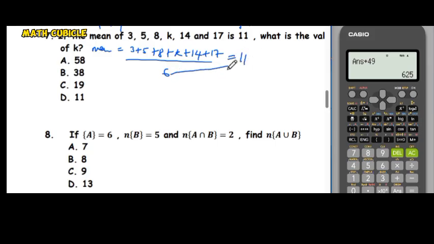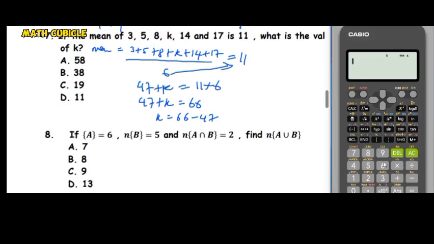So cross multiply this. Let's add all this first. 3 plus 5 is 8. 8 plus 8 is 16. 16 plus 14 is 30. 30 plus 17 is 47. So that's 47 plus K is equal to 11 times 6. So 47 plus K is equal to 66. So K is 66.